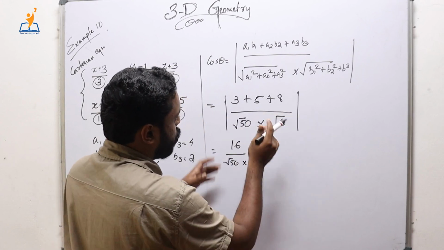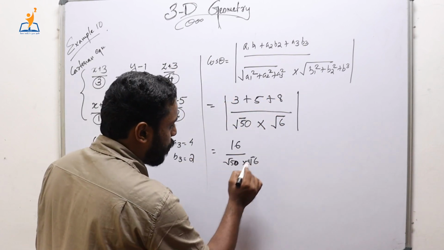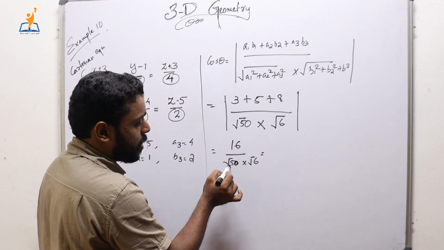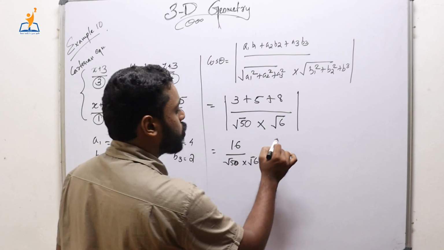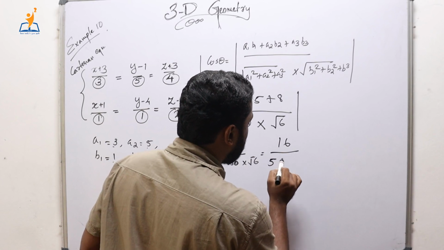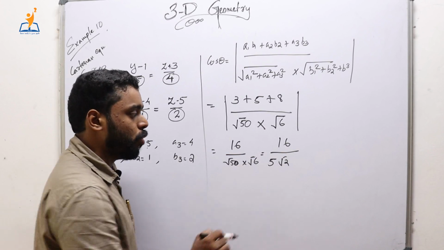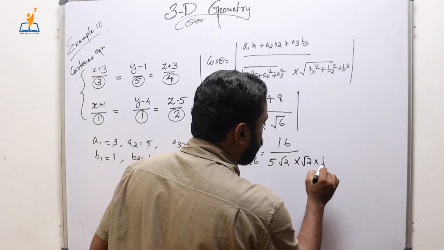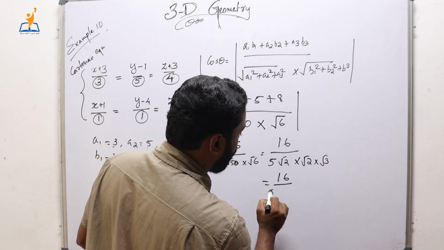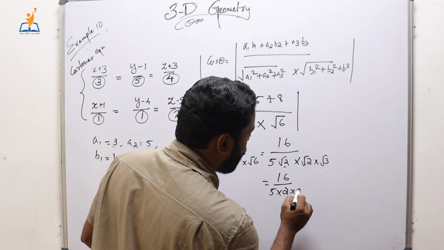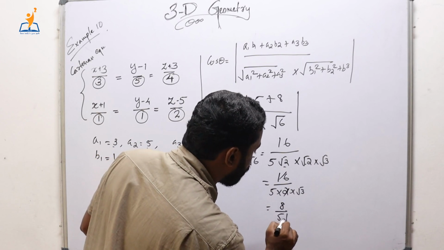We can eliminate the modulus sign because the entire thing inside the absolute value is positive. Now we can simplify this. We can write root 50 as root of 25 into 2, which is 5 root 2. So 16 divided by 5 root 2, since root 25 is 5, into root 6, which is nothing but root 2 into root 3, isn't it? Now it is equal to 16 divided by 5 into root 2 into root 3, right? Now root 2 cancels and 16 by 2 gives 8, so 8 by 5 root 3 will be the answer.